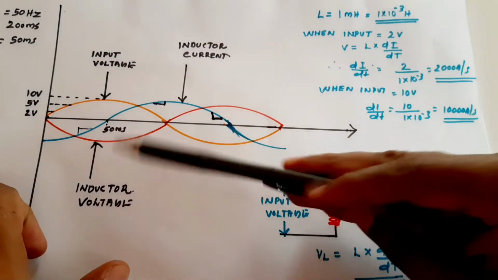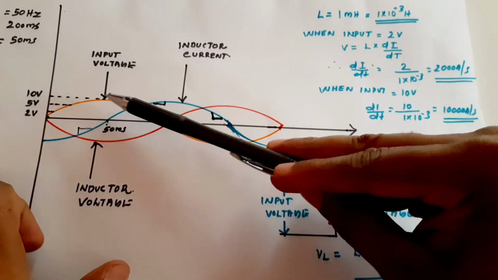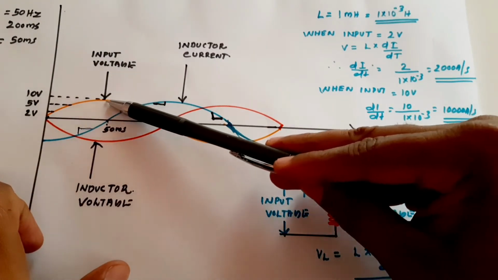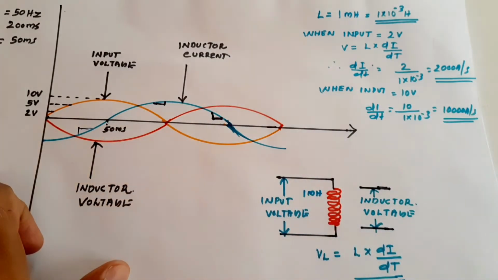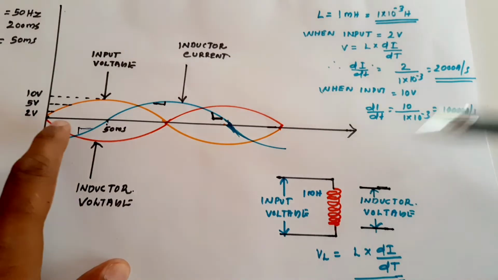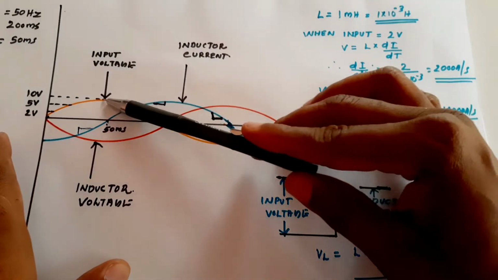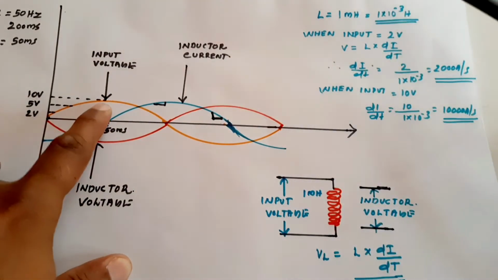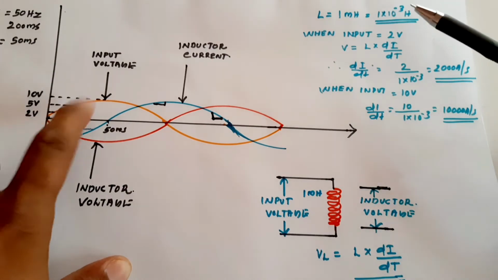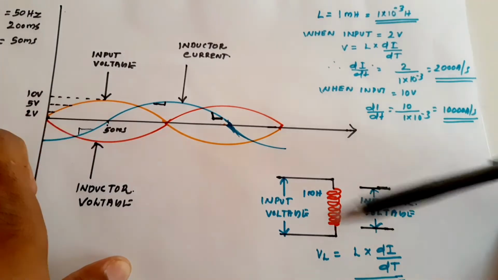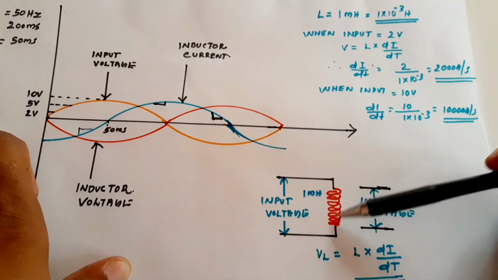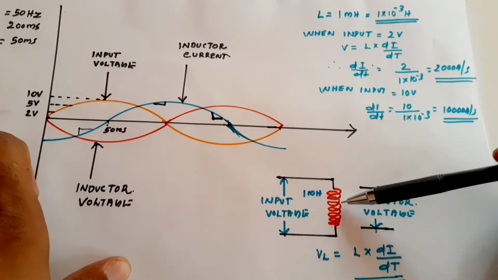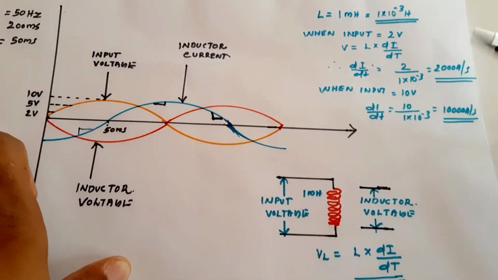But if we look at this point, when the input voltage reaches this point, the inductor has to spend more energy to oppose this voltage. This is a low voltage and this input voltage is high. When the input voltage becomes 10 volt, the inductor has to spend more energy to oppose it.